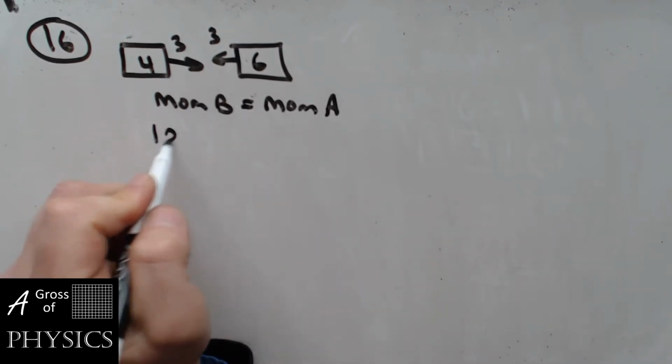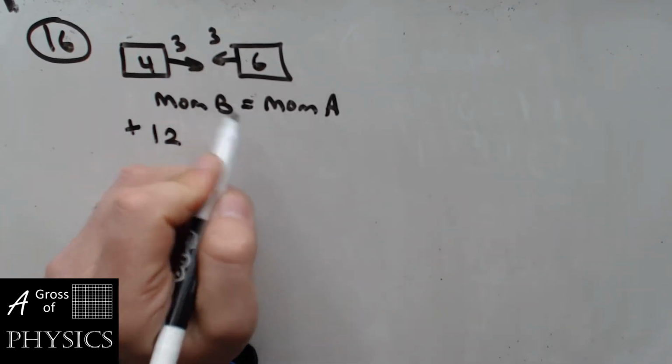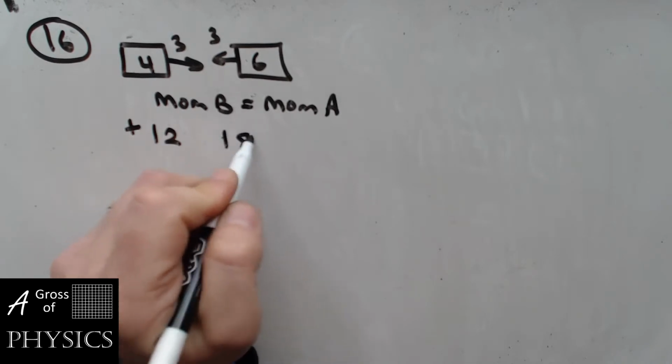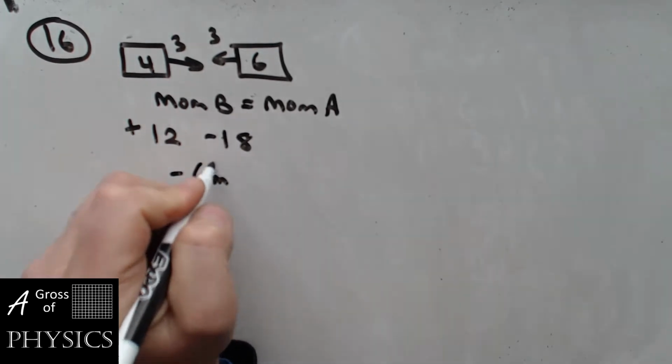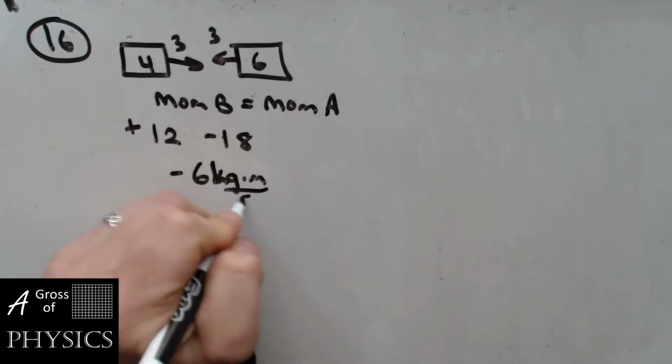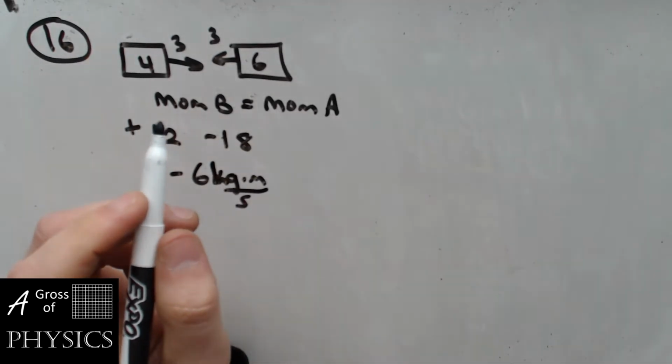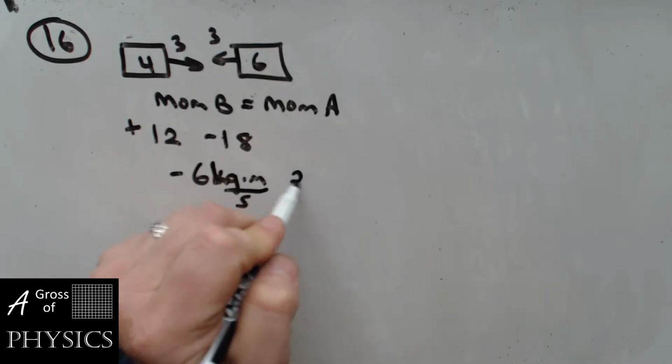So 4 and 3 is 12 positive. 6 times 3 is 18 negative. So the momentum is negative 6 kilogram meter over second. So that never changes. So 2.